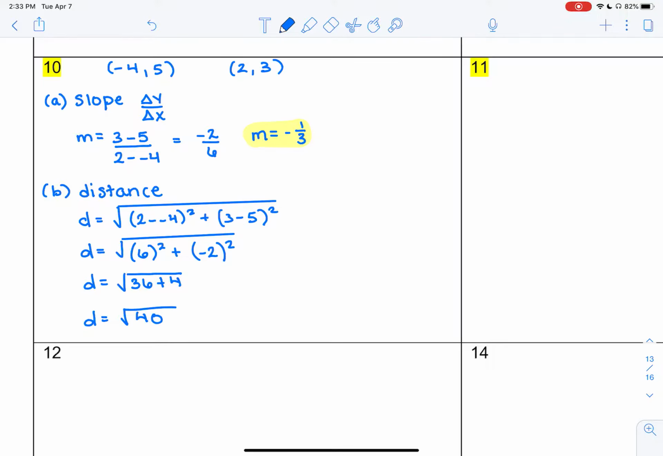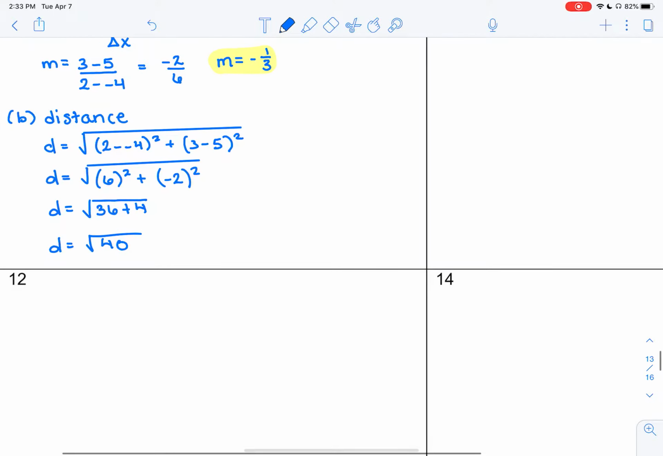I cannot stop there though because that can be broken down. There's a perfect square 4 that multiplies into that. To rewrite that, I want you to think of it as the square root of 4 times the square root of 10. And the square root of 4 comes out as positive 2 square root 10. So my final answer is 2 root 10 for the distance.